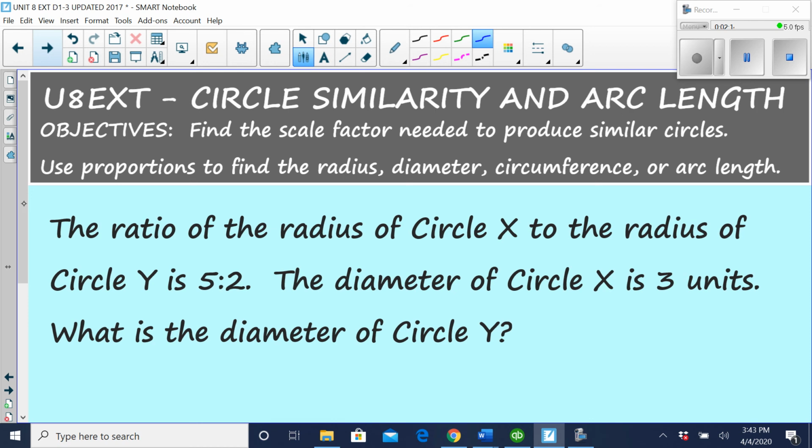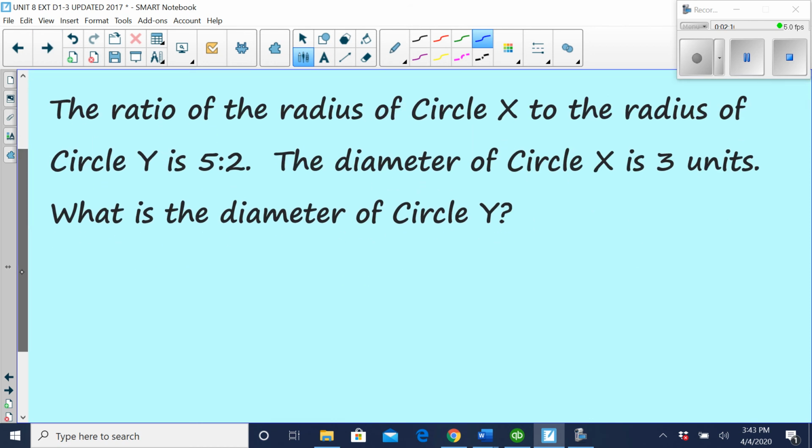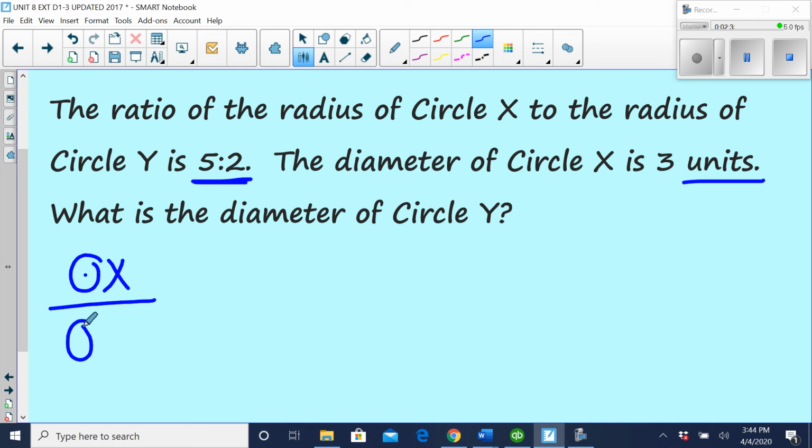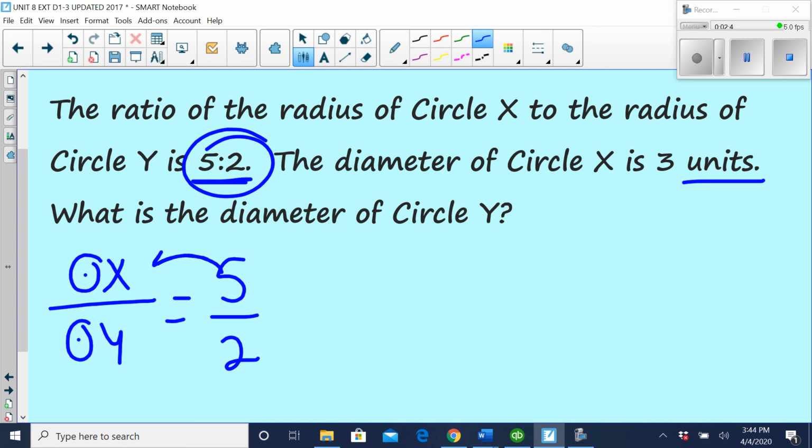The next one says the ratio of the radius of circle X to the radius of circle Y is 5:2. The diameter of circle X is 3 units. What is the diameter of circle Y? Okay, now really diameter is just in units, so it's going to have the same units as the scale factor, okay? The way that they have this written is they have circle X compared to circle Y. So when I write out this scale factor, it's going to say 5/2. Now remember, 5 comes from the circle X, the 2 is coming from the circle Y.